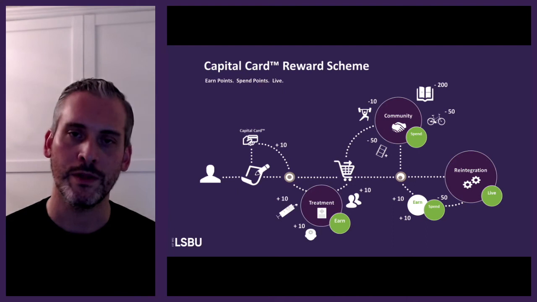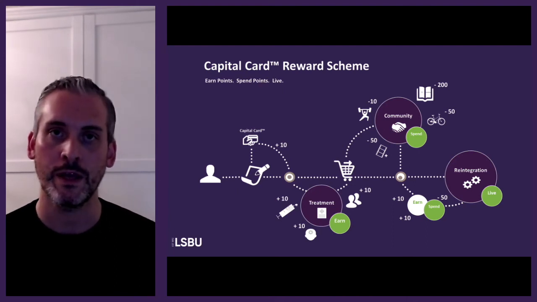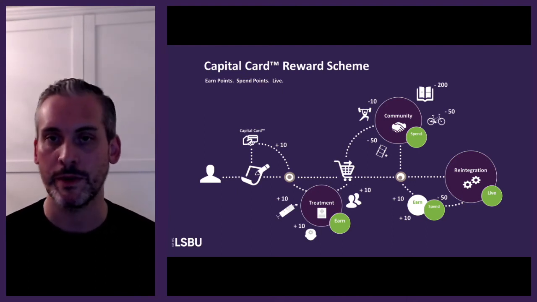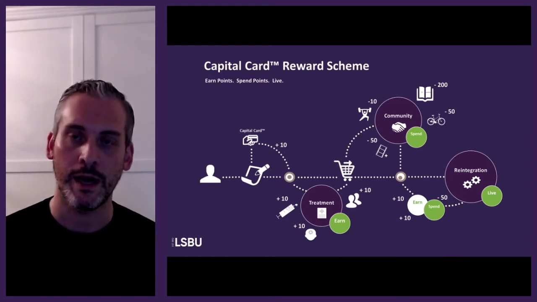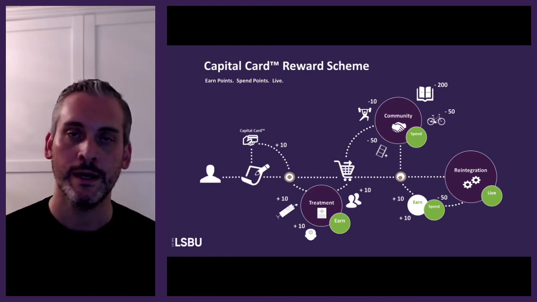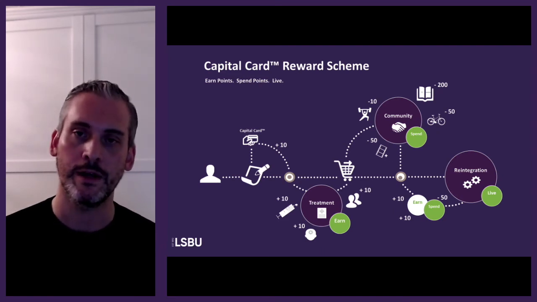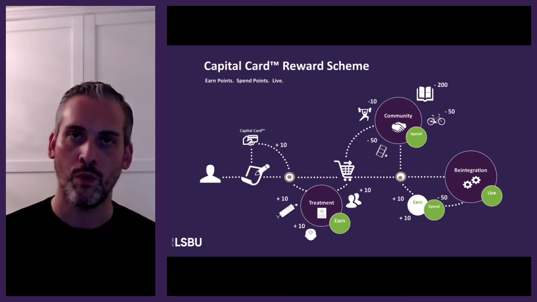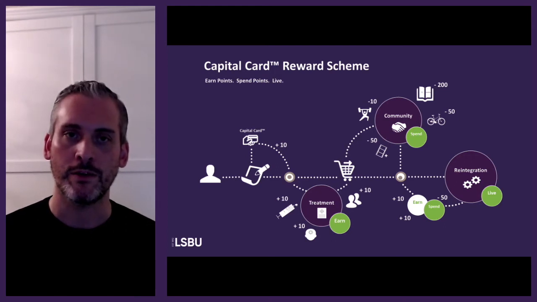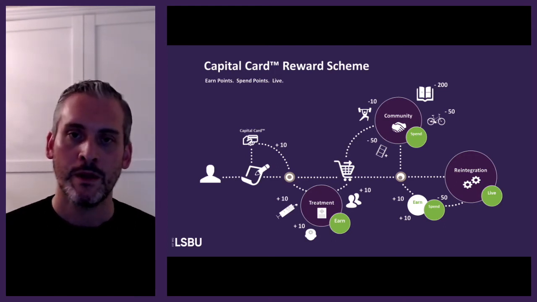As you earn these points, you can then use them to purchase various different things, which could be gym memberships, cinema tickets, access to training, and short courses through the library and that kind of thing. And there are various different rewards that you can access, which are based around the 5 ways to well-being.